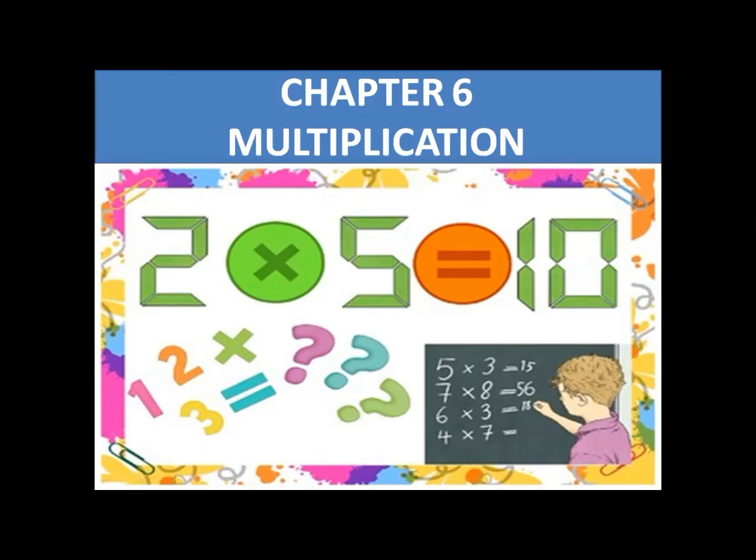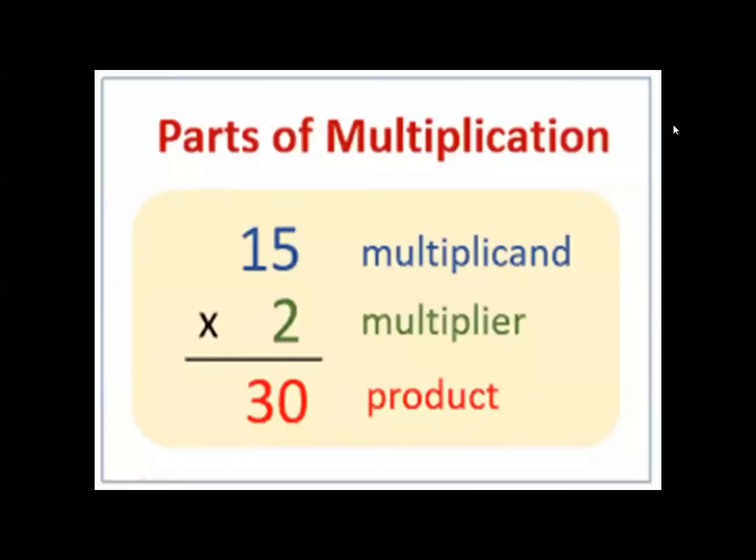Good morning, children. Today we are going to learn Maths chapter 6, multiplication. Multiplication means finding the product. See here, 2 into 5 is equal to 10. 5 3s are 15. 7 8s are 56. 6 3s are 18. Let us now learn about parts of multiplication.